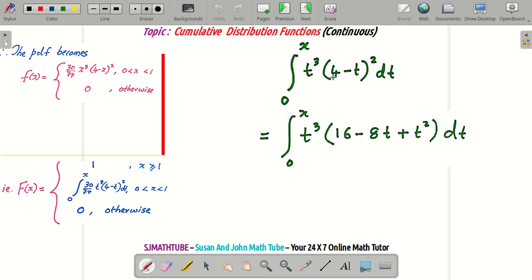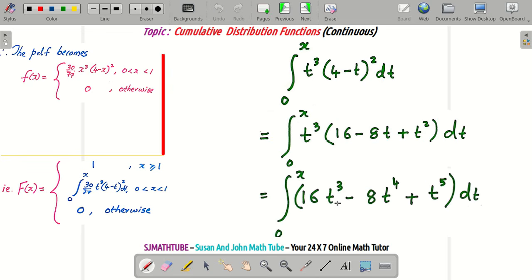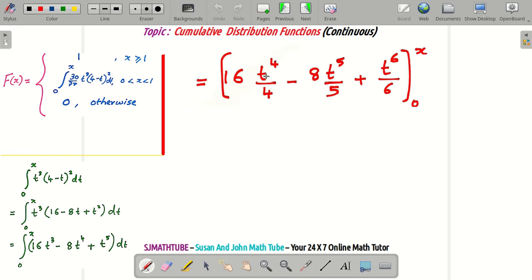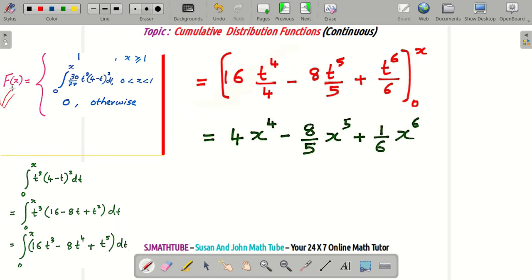So in the next step, we are going to expand (a minus b) the whole square, and then you can distribute t cube, and now we are ready for integration. And that's it. Put upper limit minus lower limit. Of course, when you put the lower limit, you're going to end up at 0. Okay. So here we have capital F of x. Now the integral is almost ready. So you put 30 by 77 outside, and then this is the integral value.